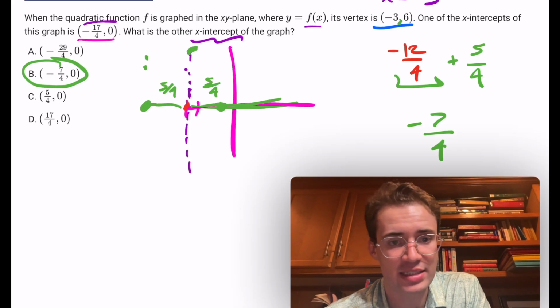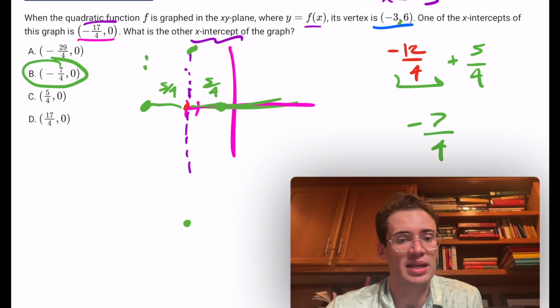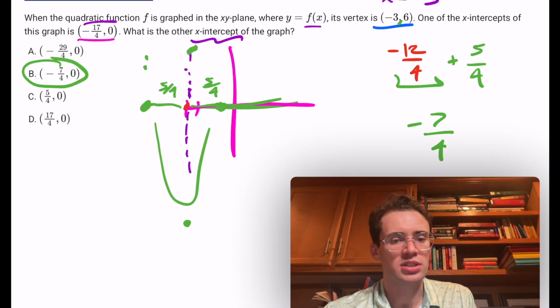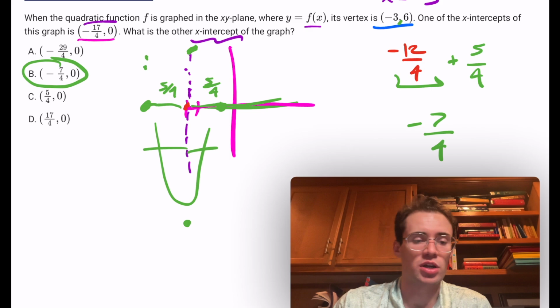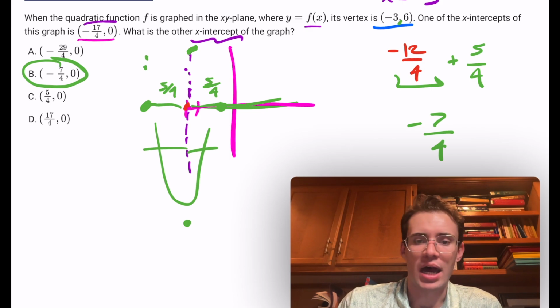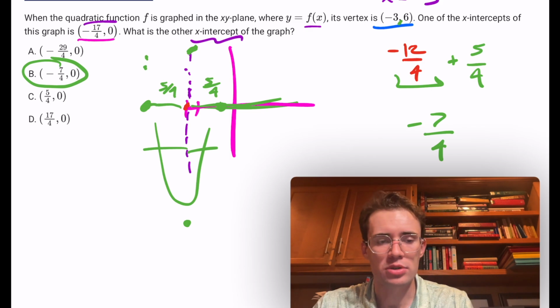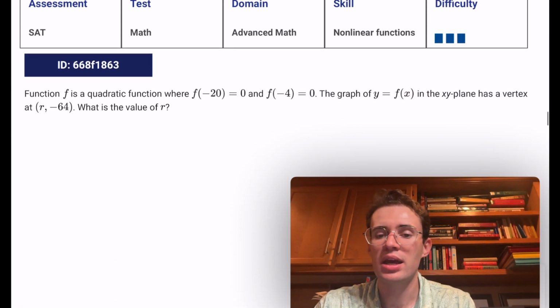It doesn't even matter that it's 6, right? It could have been -20, it'd be the same thing. It's symmetrical, so it's going to be the same distance from the x-coordinate of that vertex, which is the axis of symmetry. So it's equidistant from that. That would be how I would do that one. There are probably other solutions, but that's the easiest way I'm seeing.